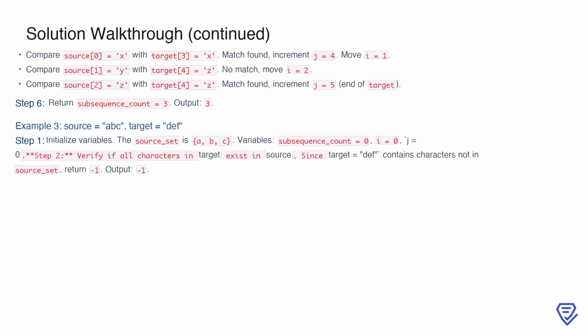Finally, source[2] equals z matches target[4] equals z, so we increment j to 5, which is the end of the target. The total number of subsequences used is 3, so the output is 3.